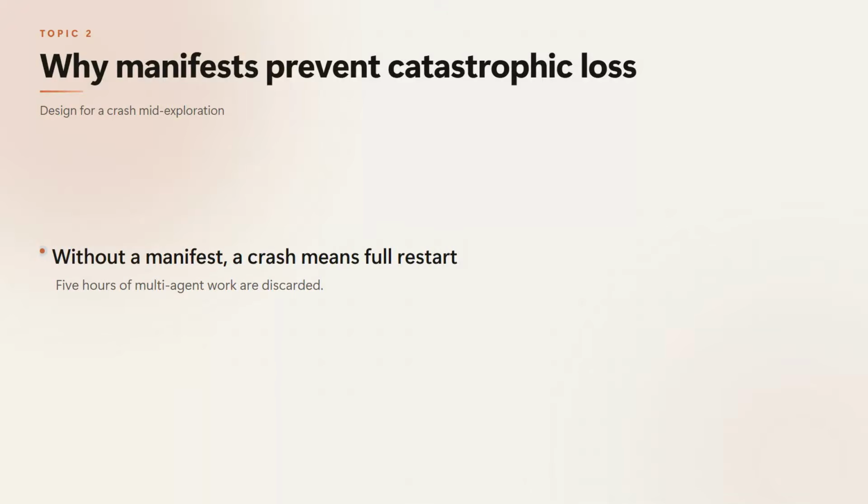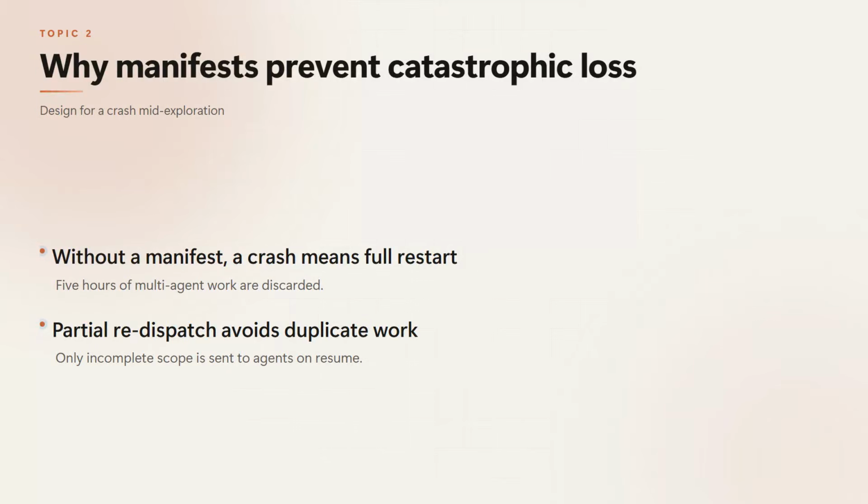Without a state manifest, a crash at hour 5 of a 6-hour exploration means starting over. Every finding, every traversed path, every open question is lost. In production, that is not just wasted compute, it is missed deadlines and broken trust in the system. The manifest lets the coordinator pick up exactly where things stopped, redispatching only what was not finished, so no work is duplicated and no gap is left unfilled.